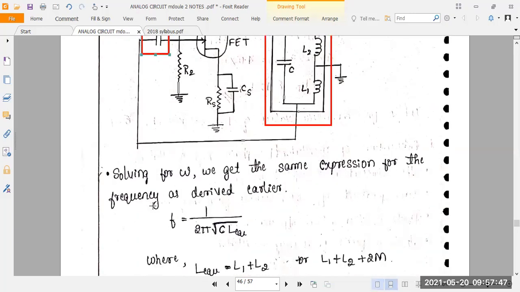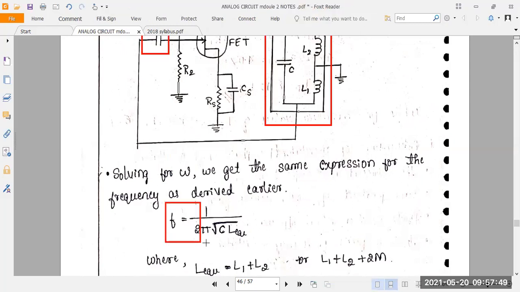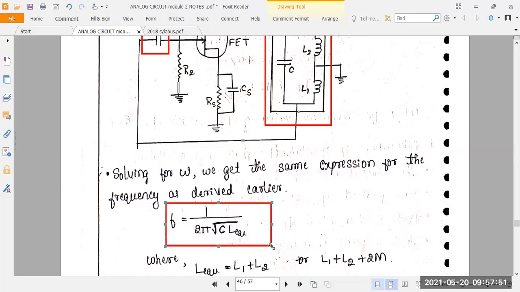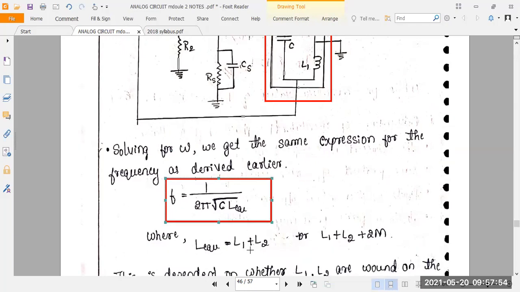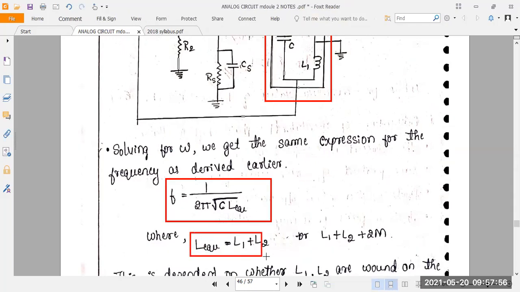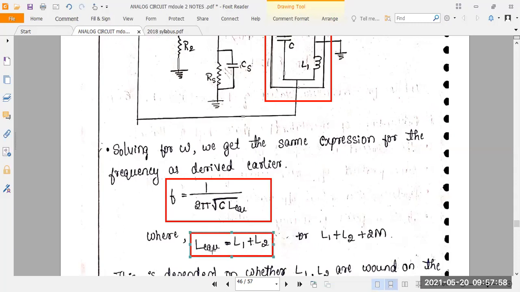Next, the frequency. What is the output frequency equation for the Hartley oscillator? They have taken two inductors, so for that we take L equivalent, that is L1 plus L2. Or you can take L1 plus L2 plus 2M, where M is the mutual inductance. Neglect the mutual inductance here. You take only L1 and L2, these two are in series, so you write L1 plus L2. That gives the L equivalent.